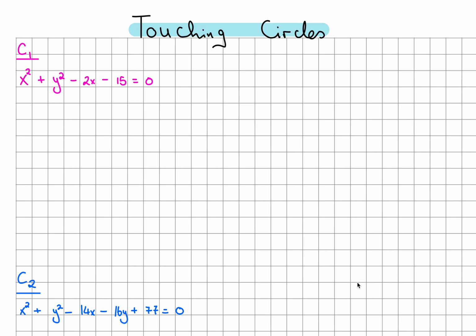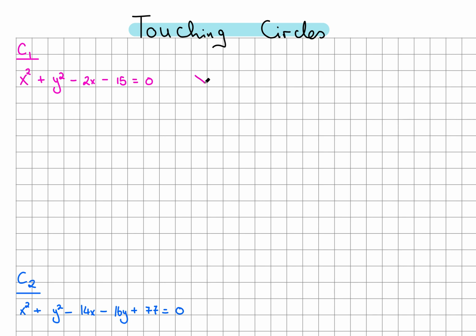In this video, we're going to look at touching circles and how to investigate whether circles touch internally or externally. So here we have equations of two circles, and what we will need to do first, before we conduct our investigation, is extract the information from the equations we're being provided. In this scenario, both circles are given in the second general equation of the circle format.